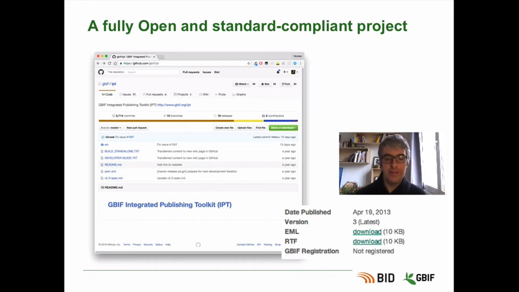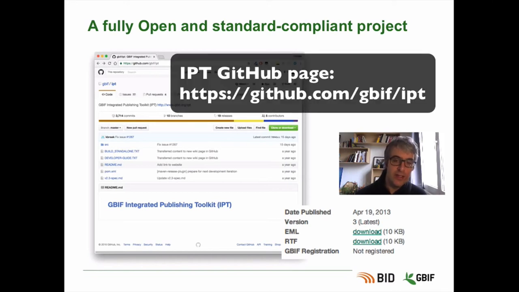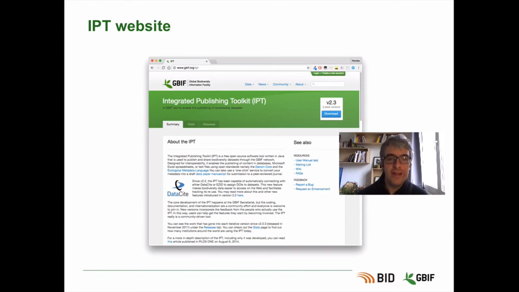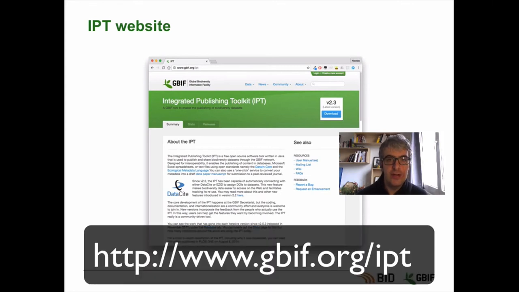IPT is a standard compliant project, and your datasets are made available in different standard formats for maximum interoperability. It's also an open source project, and while it's developed by the GBIF Secretariat, external contributions such as bug reports or new translations are always welcome. Finally, here is the IPT page on the GBIF website, www.gbif.org/IPT, where you can find a bit more information linked to the full IPT manual and also the download link.